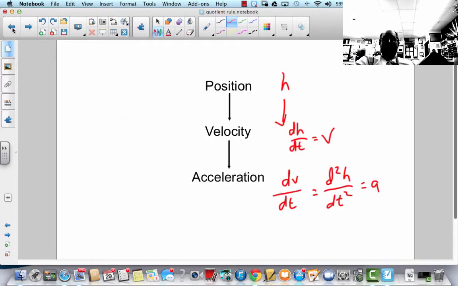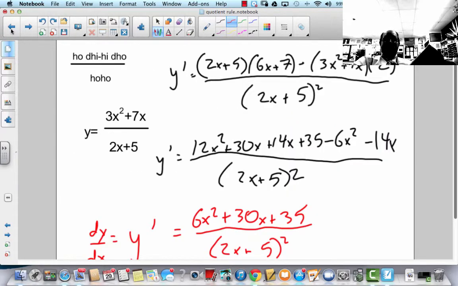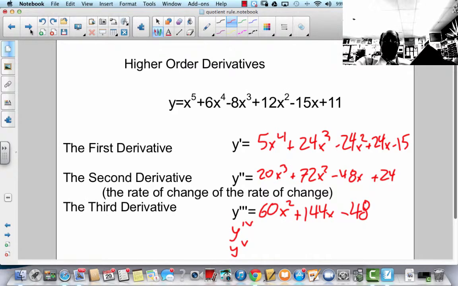All right, so let's review. The big thing, quotient rule. Hody hi minus hidey ho over ho ho. Say it with me one time.